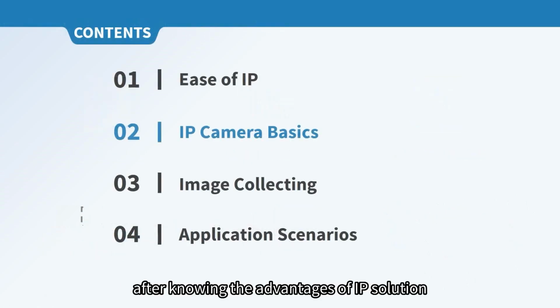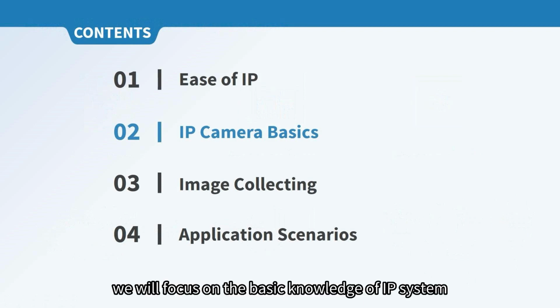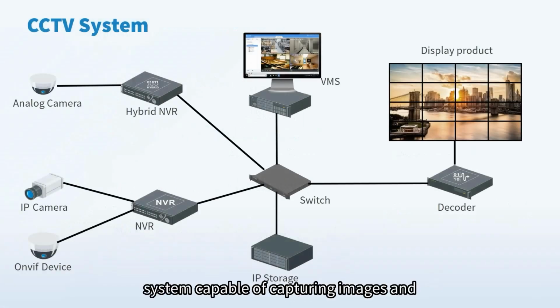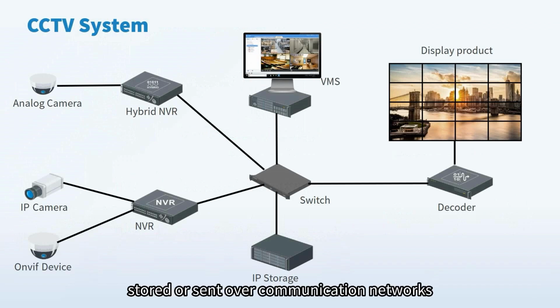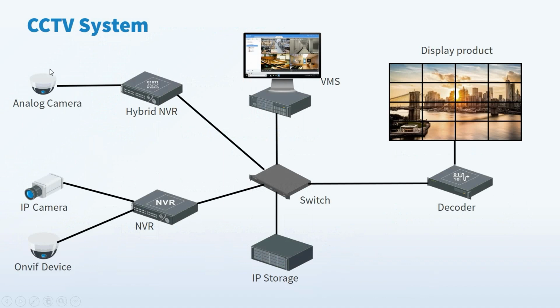After knowing the advantages of IP solution, now let's see how IP cameras make it. We will focus on the basic knowledge of IP system and IP cameras. A video security system is a system capable of capturing images and videos that can be compressed, stored, or sent over communication networks. It's mainly composed of front-end, recording, and search and display parts.